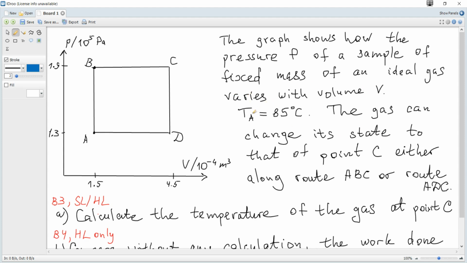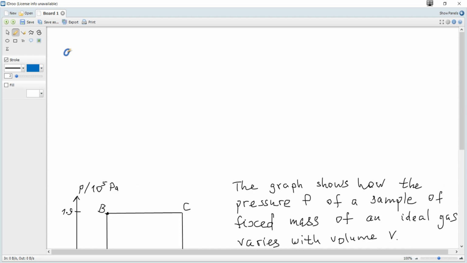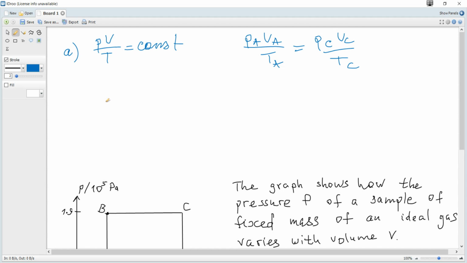Since the mass of this gas doesn't change, we can use PV over T is constant directly. It means that P at A, V at A divided by T at A is equal to P at C, V at C over T at C. Or you may write P at A, V at A is nRT at A, and at C the same: P at C, V at C is equal to nRT at C. n is constant because mass is constant. To get simultaneous equations and then dividing both sides, you get the same.